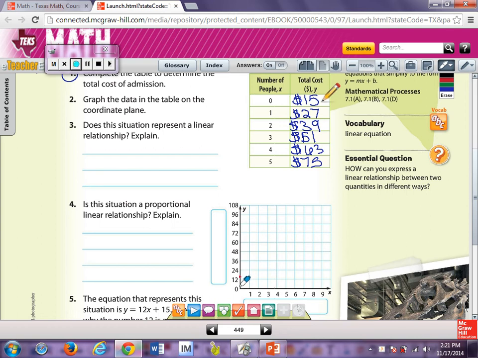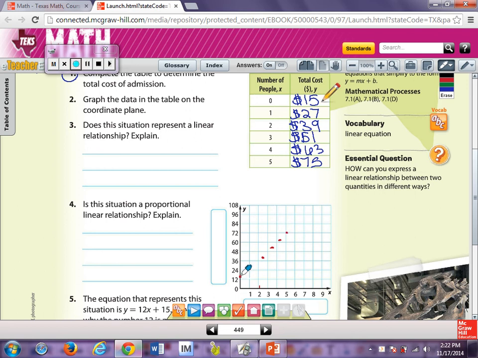For one person, that's $27. So one person, 24 is right here. So 27 is just a little bit above that. When we have 2 people, that's $39. So 2, here's 36. We'll go a little bit above that. For 3 people, that's $51. That's going to be a little bit above the 48 line, something like that. For 4 people, that's going to be $63. That's just above the 60. And then for 5 people, we have $75, which is just above the 72 line.